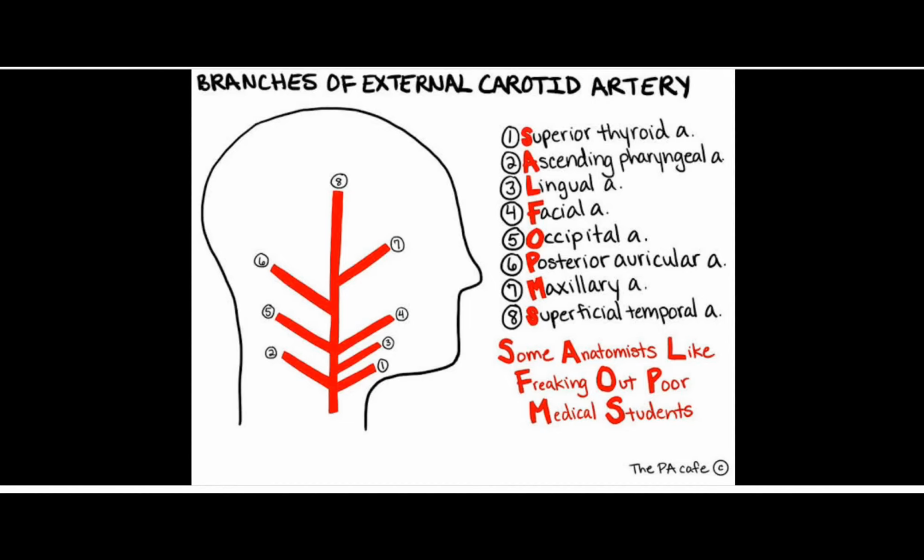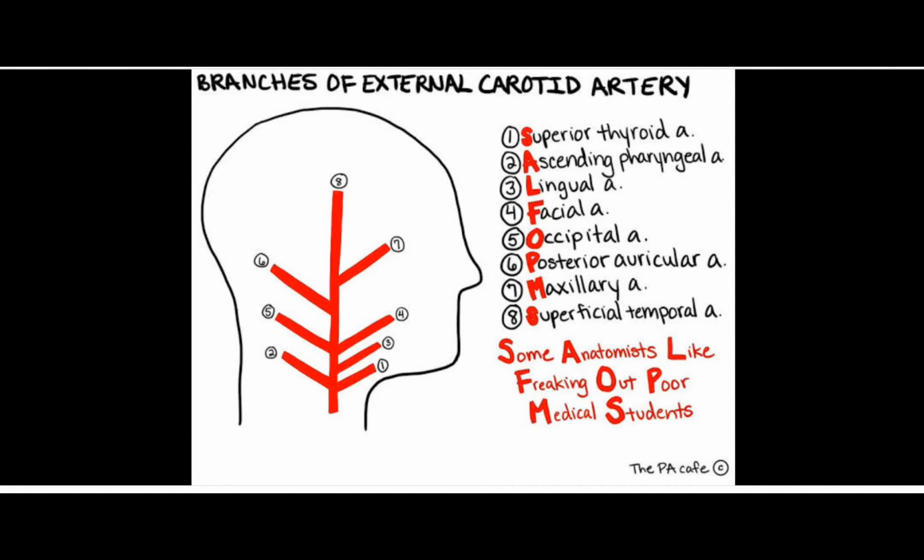Hi everyone. In this video, we will be discussing the carotid artery and the branches of both the external carotid as well as the internal carotid. So first of all, the carotid artery. The common carotid artery arises on the left side from the arch of aorta, and on the right side it arises from the brachiocephalic trunk, similar to what we saw in the subclavian artery.